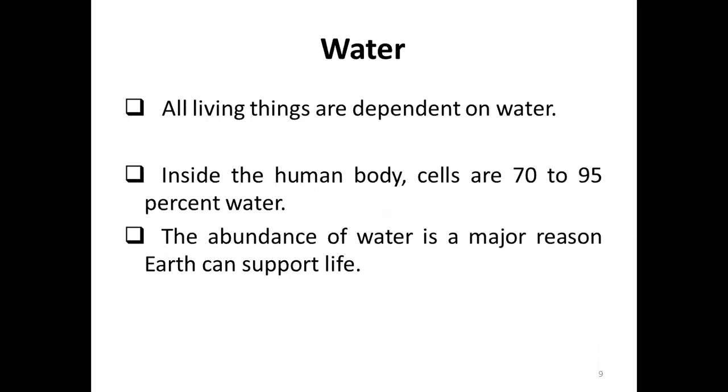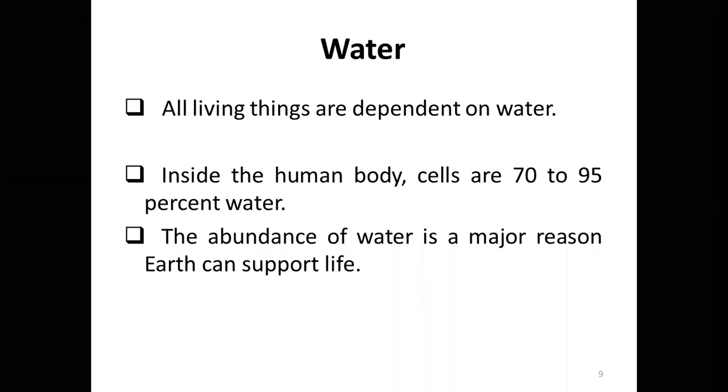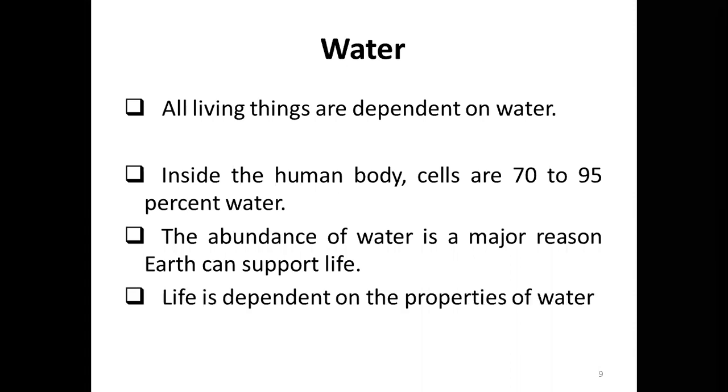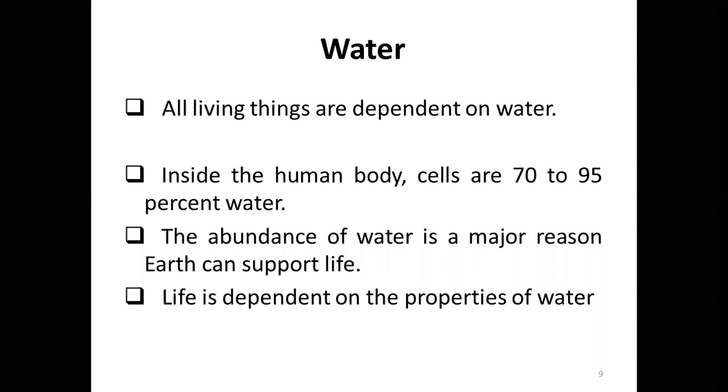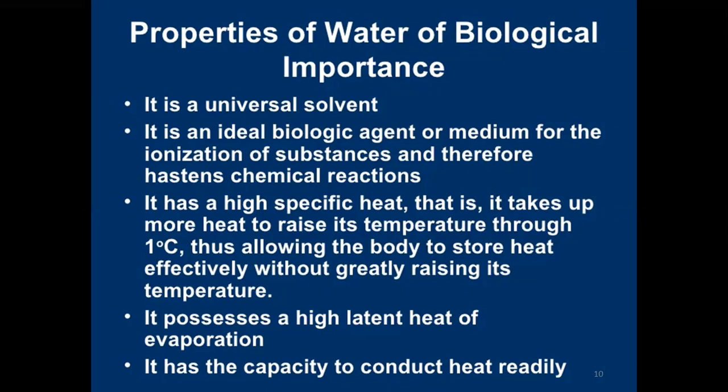So we all know that living things are dependent on water, and life as we know it on Earth is because there is an abundance of water. So inside the body, cells have between 70 to 95% of water, but the human body itself contains about 60% of water. So the abundance of water is a major reason life is supported on Earth. So if life is dependent on water, then it means that water has certain properties which are ideal for life to exist. So some of the properties of water which support life are that, 1, it is a universal solvent.